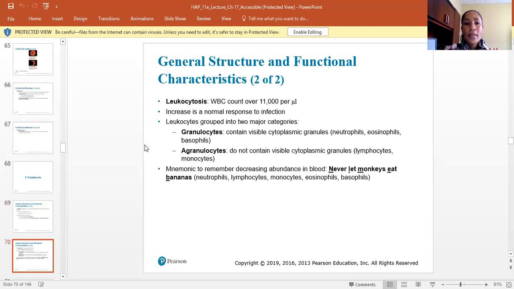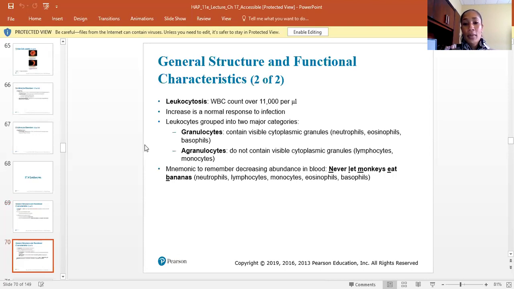So in terms of how we group and categorize leukocytes, we can categorize them in a group called granulocytes. So these are leukocytes that contain visible granules inside of them. They look like little seeds or dots inside of them. And the specific types of leukocytes in this category are neutrophils, eosinophils, and basophils. We also have the other category of agranulocytes, meaning that they do not contain these visible granules. And the two leukocytes that fall in this category are lymphocytes and monocytes.